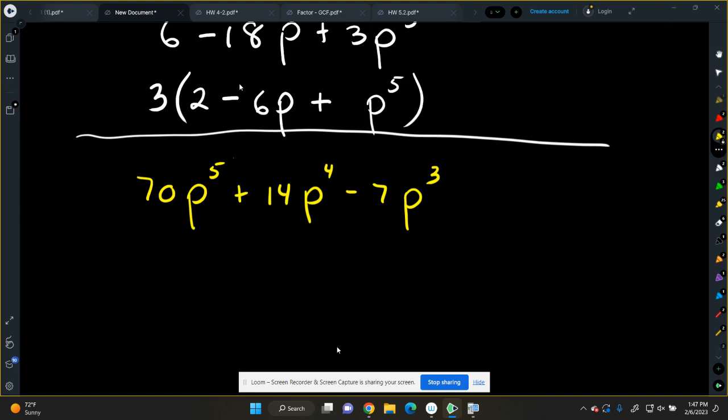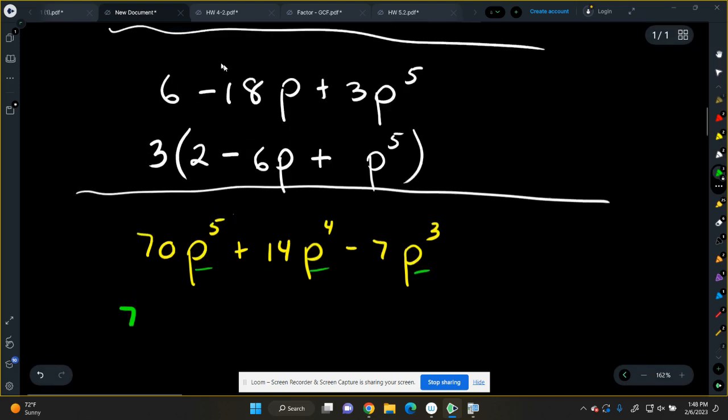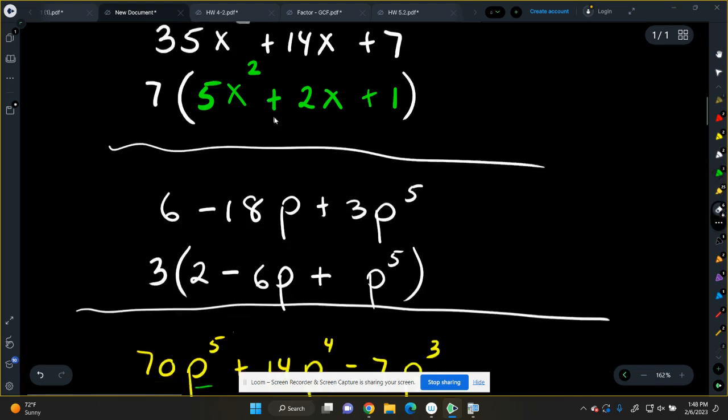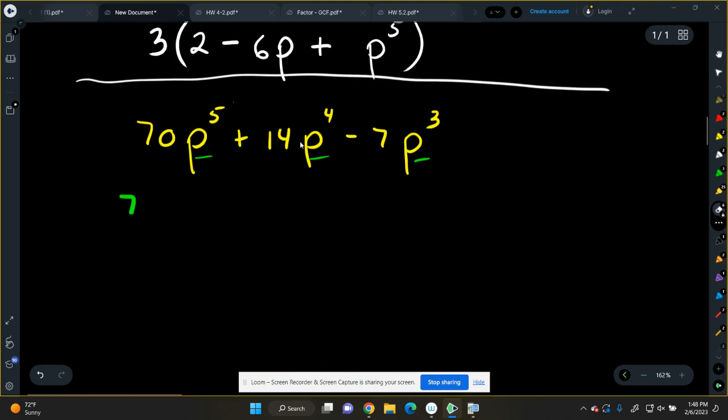So we look at 70, 14, and 7. What's the greatest common factor? 7. Okay. But this one's different because I also have p's in common. In the other ones, right, this one, there was no p here. And if you look at the first one we did, everything has an x except for this last one. So we didn't have that in common. But in this problem, they all have a p.